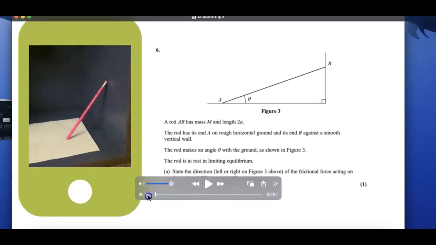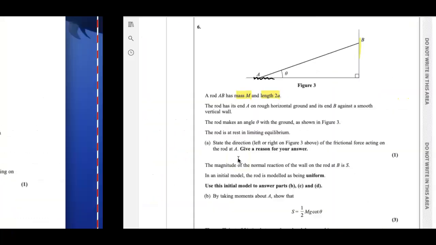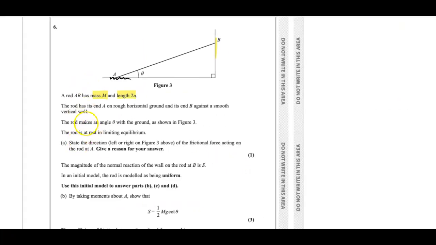So initially when the object was not falling, even though I'm pulling the paper, it is not falling. That means friction was there. The moment it falls down, that means my force is greater than friction. So what is the question asking? The question is asking that the rod is at rest. Though it's a limiting equilibrium, it's at rest.